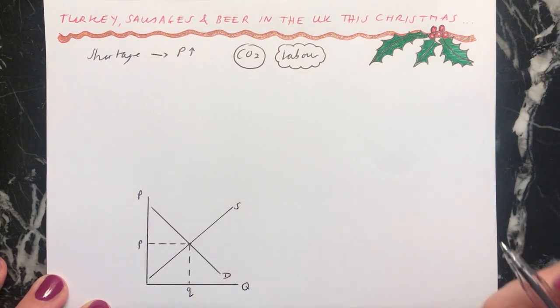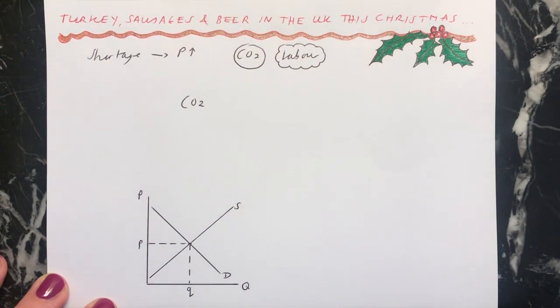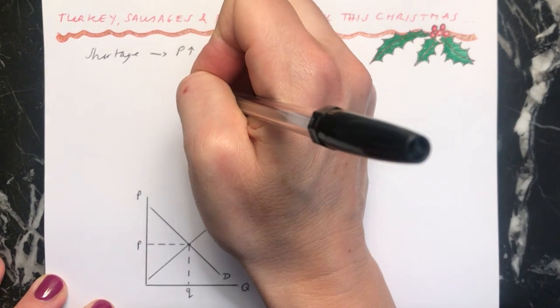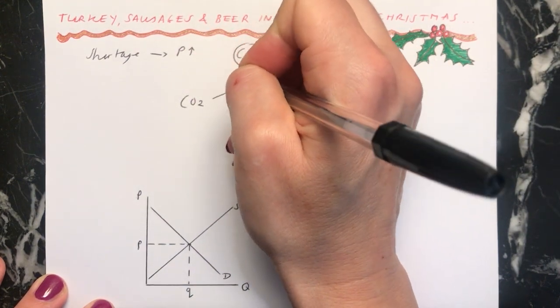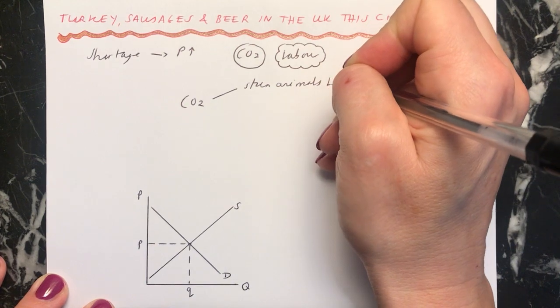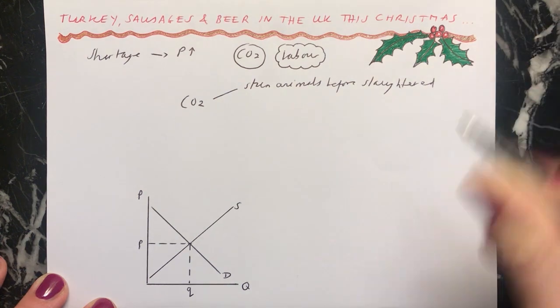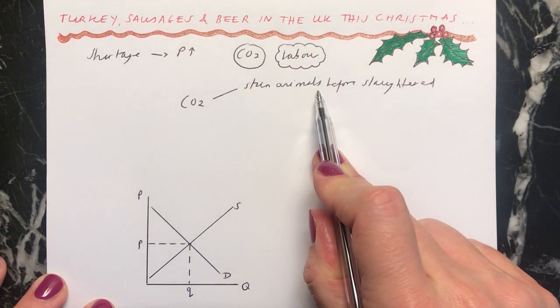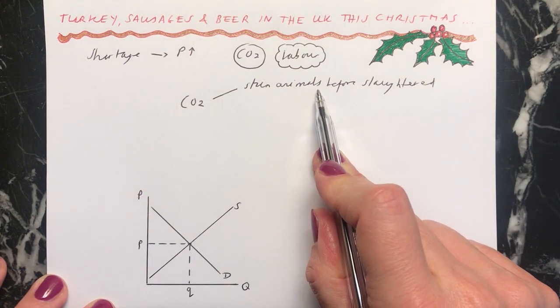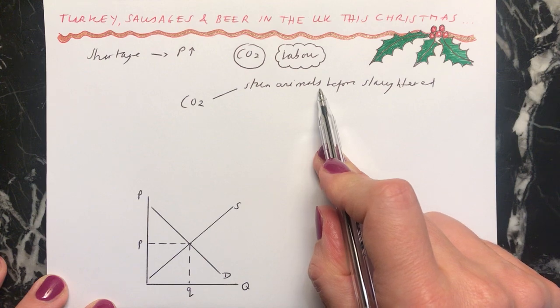So if we start off, first of all, with the carbon dioxide. It's not so nice, but this is used to stun animals before they're slaughtered, so before they're killed. They use this carbon dioxide to stun the animals, and then it means that it's less unpleasant for them when they're killed to then become our turkeys for Christmas, or to be made from pig into pork into sausages for our Christmas as well.